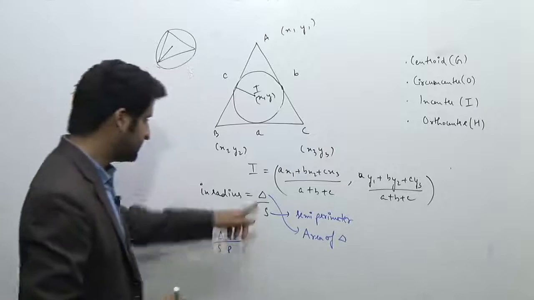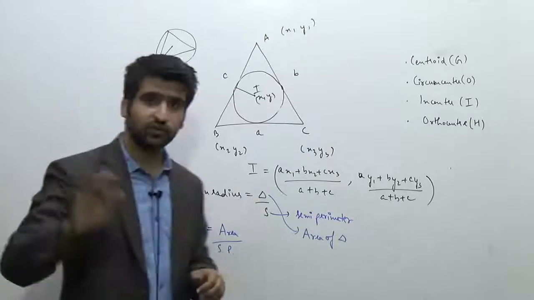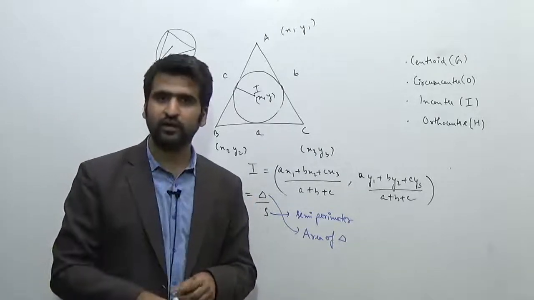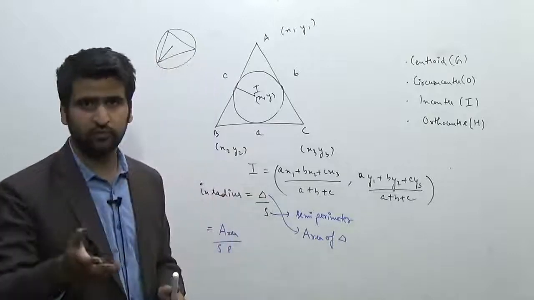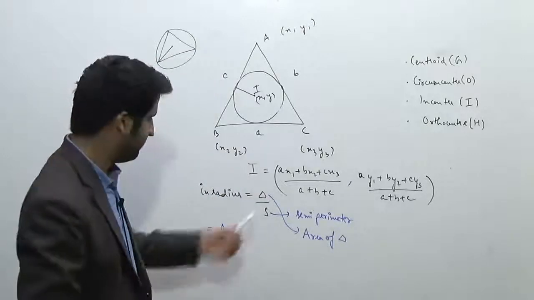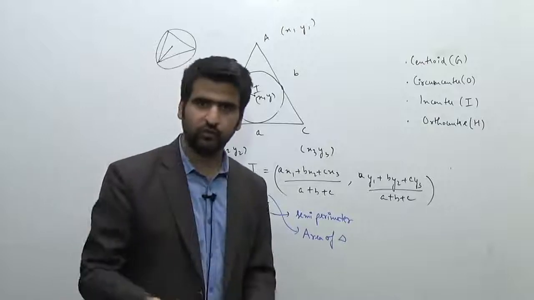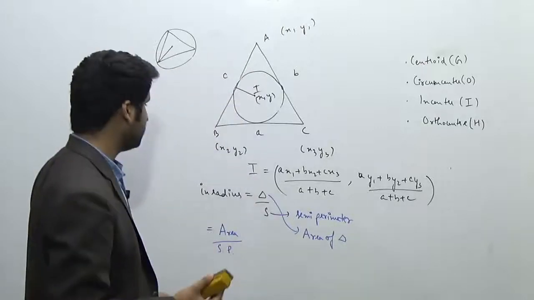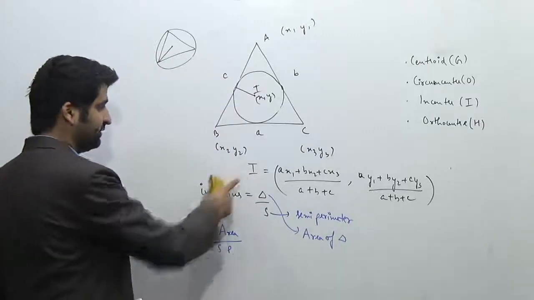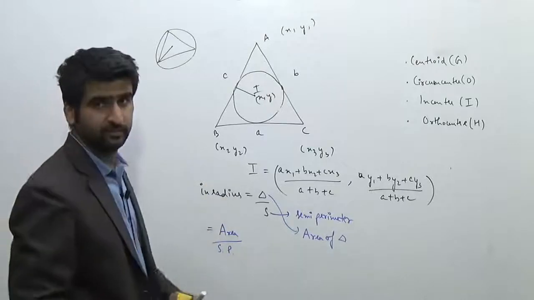So we can simply find the area of the triangle by Heron's formula, or if it is a right angle triangle, we can simply apply the formula half into base into perpendicular. And in case of an equilateral triangle, we also have a formula. So this is the value of the incenter and this is the value of the inradius.